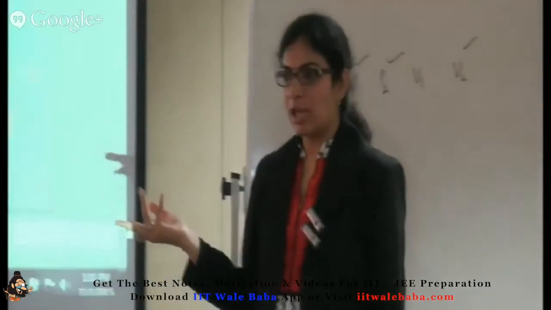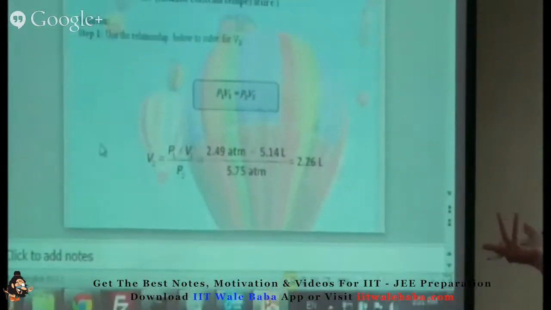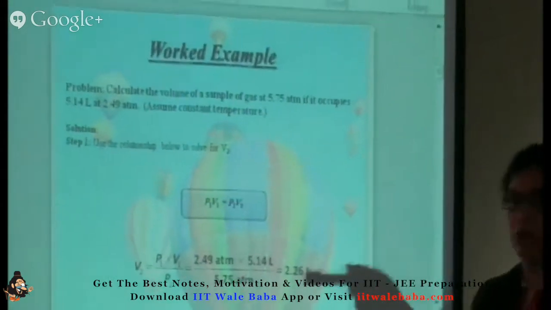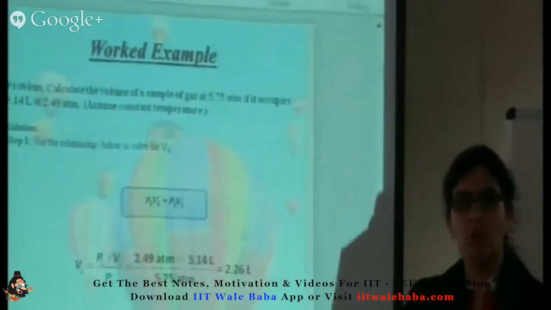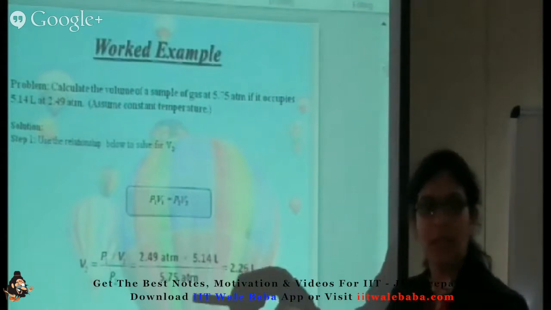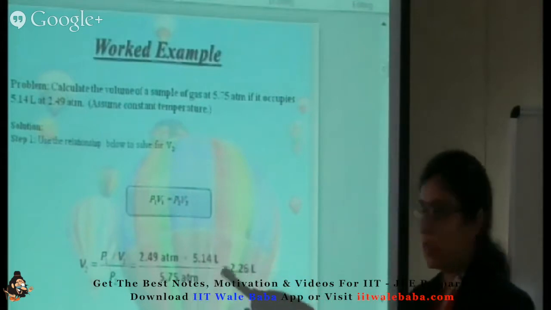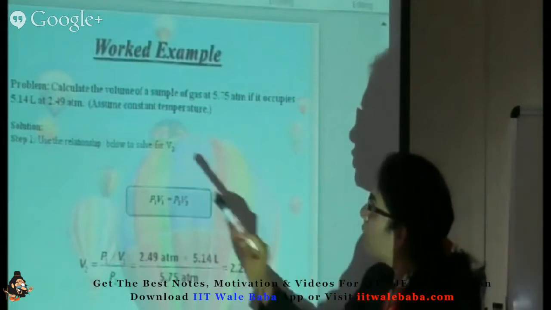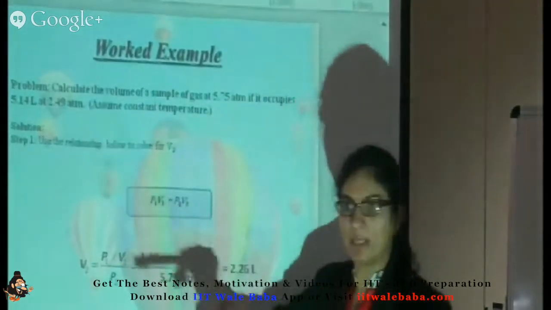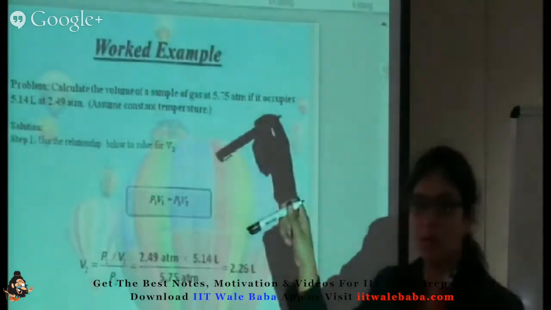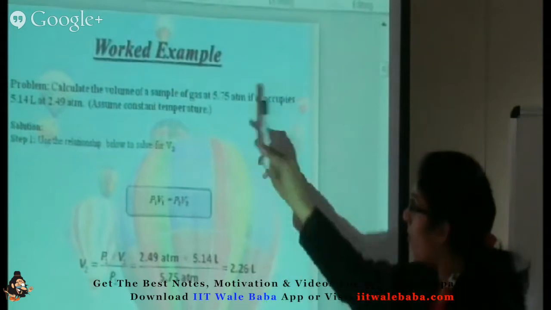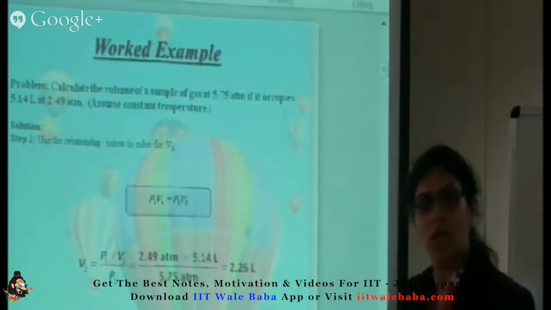So you can calculate this using this simple relation, and when you solve this numerical, try to analyze whether the answer you are getting satisfies the concept that you have learned. So you can see if your pressure is less compared to 5.75, then volume is more, right? And in this case, if pressure is more, volume is less. So the answer makes sense.